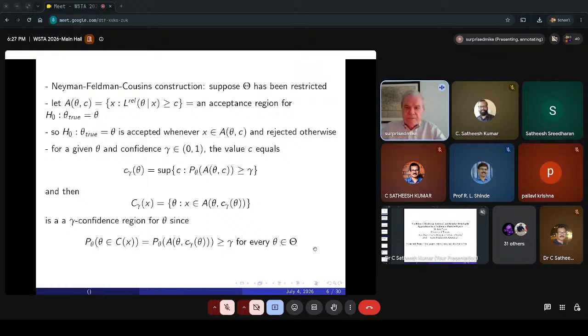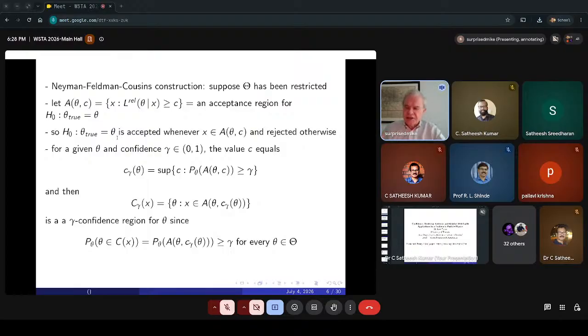Now here's the construction. This is Neyman's construction, really. So I call it the Neyman-Feldman-Cousins construction. And it's really a counterexample to this construction that my concerns are with, this construction and what it produces. So we get what's called an acceptance region. We take all the sample values for a given value of theta and a given constant c. We take all the data values that give a relative likelihood greater than or equal to c. And the idea is that if you observe x, the data, in this set A theta c, then you accept the hypothesis that the true value is equal to theta.